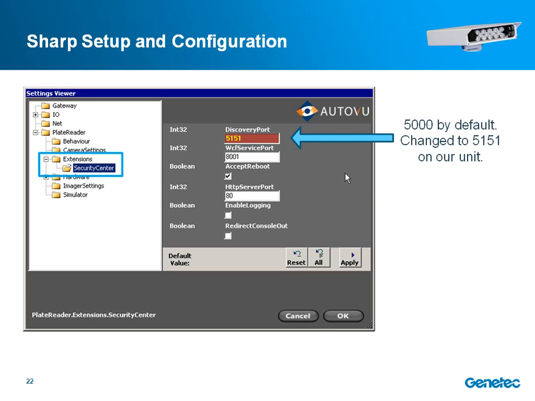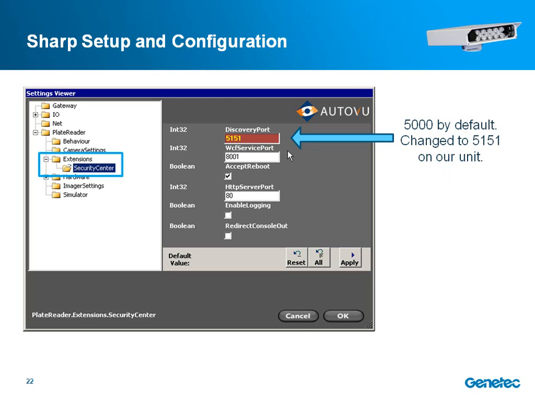The first thing, which is most important, is our discovery port. This is used by Security Center to find the Sharp units on the network. The discovery port on our Sharp has to match what we set up in Security Center, or they will not be able to see each other. If you're familiar with the auto-discovery of cameras and encoders using VSIP or discovery ports, this works in much the same way. By default, this is set to 5000, but we recommend changing it right away. In our example, we've set it to 5151.